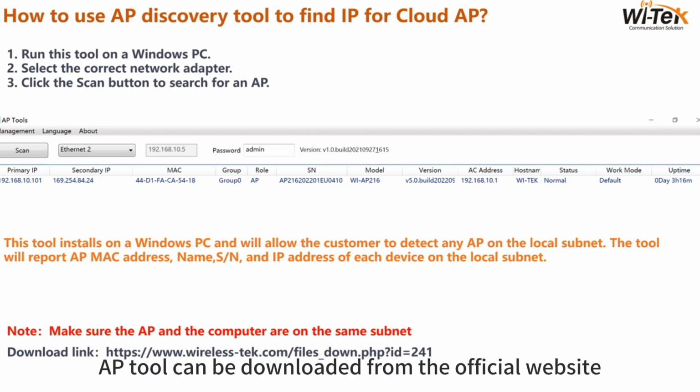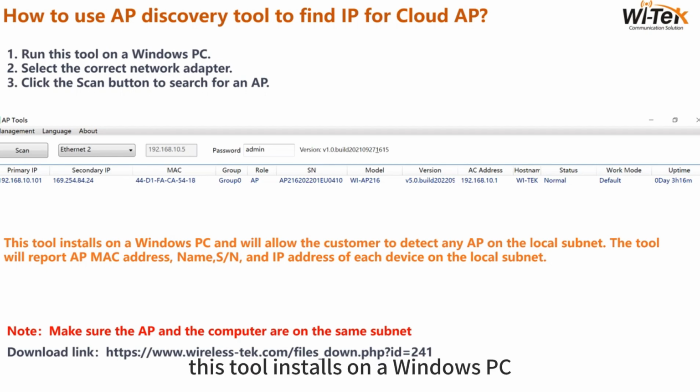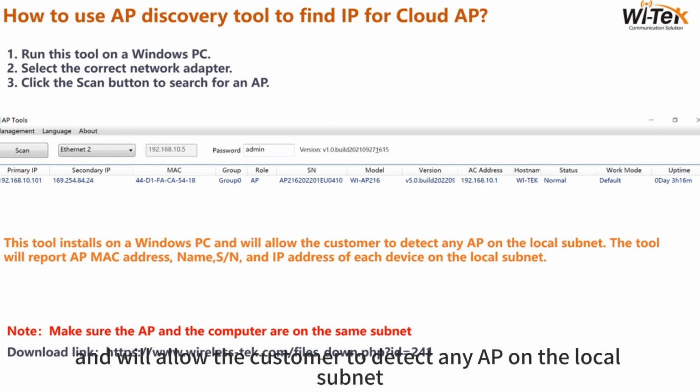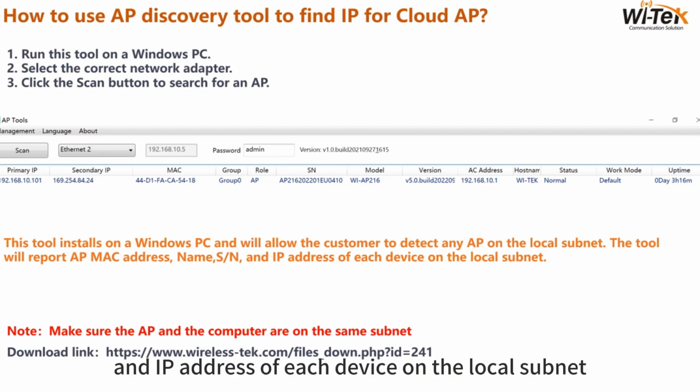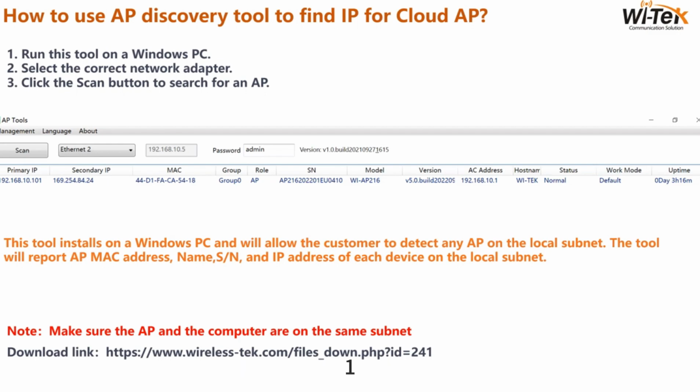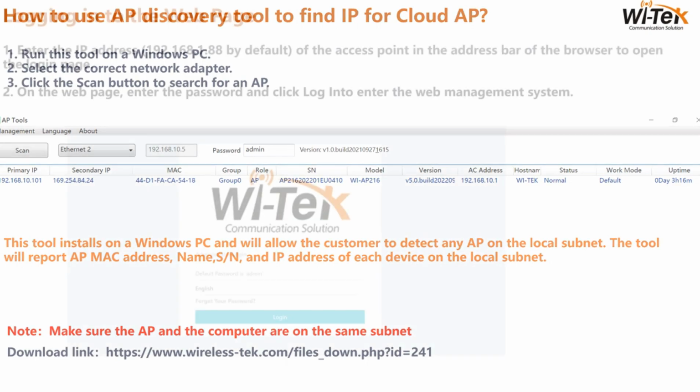AP tool can be downloaded from the official website. This tool installs on a Windows PC and will allow the customer to detect any AP on the local subnet. The tool will report the AP MAC address, name, SN, and IP address of each device on the local subnet. First, run this tool on a Windows PC. Second, select the correct network adapter. Third, click the Scan button to search for an AP.